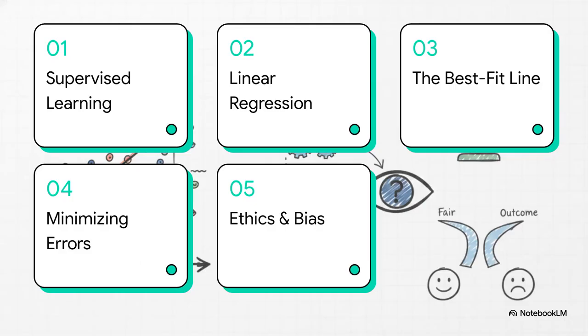So here is our roadmap. We'll do a super quick intro to supervised learning, figure out what linear regression actually is, and see how to draw a best fit line. After that, we'll talk about minimizing prediction errors, and finally, we'll dive into the really crucial stuff, ethics and algorithmic bias. Let's get right into it.